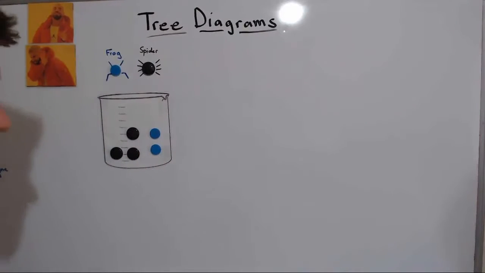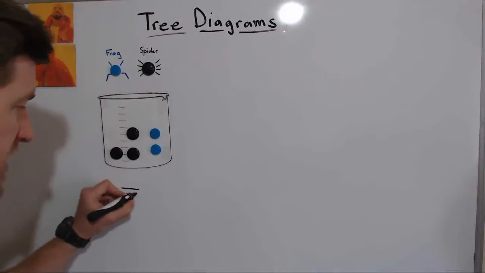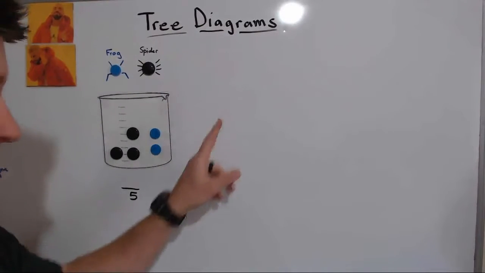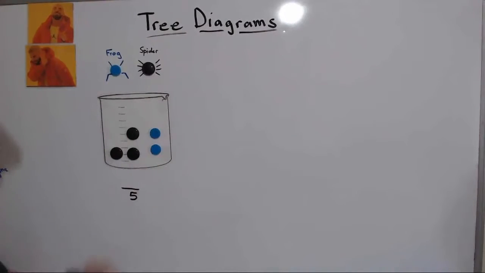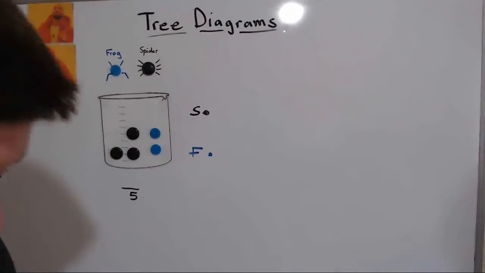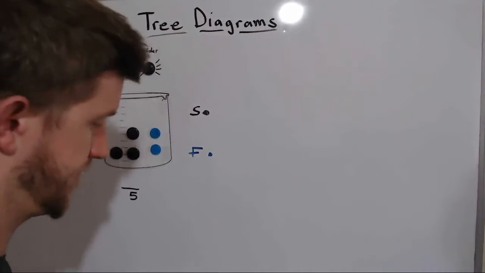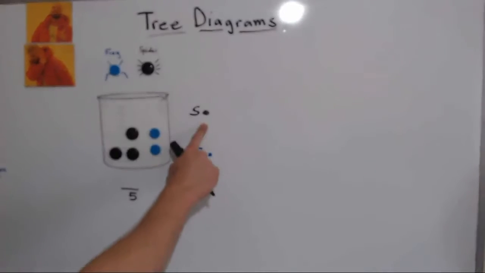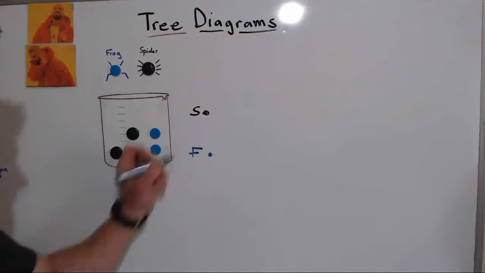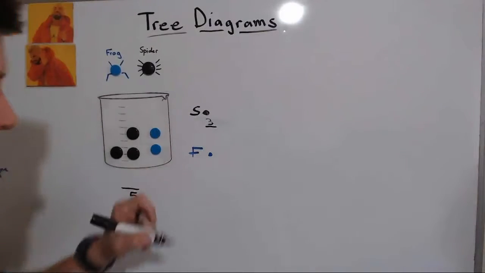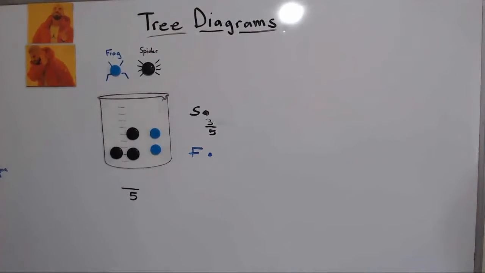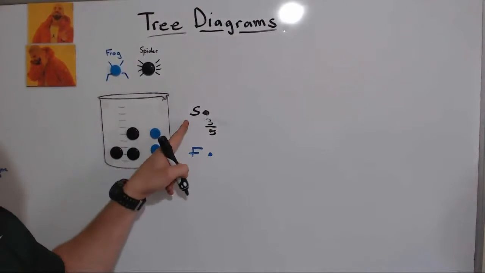I've got 5. So I know that the probability is out of 5 to start off with, and then there's 2 possible options. The first thing I draw is either going to be a frog or a spider. So we'll use blue for the frog, F for frog, black, S for spider. From this point, what is the probability that I drew a spider out of this container? Well, how many spiders are there? There's 3. And how many total objects are there? There are 5. So there's a 3 in 5 chance that I'll draw a spider.